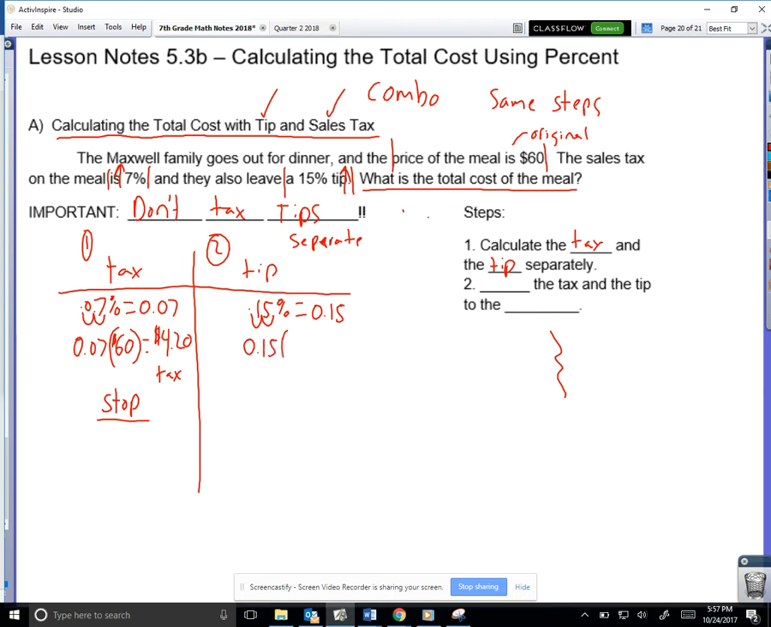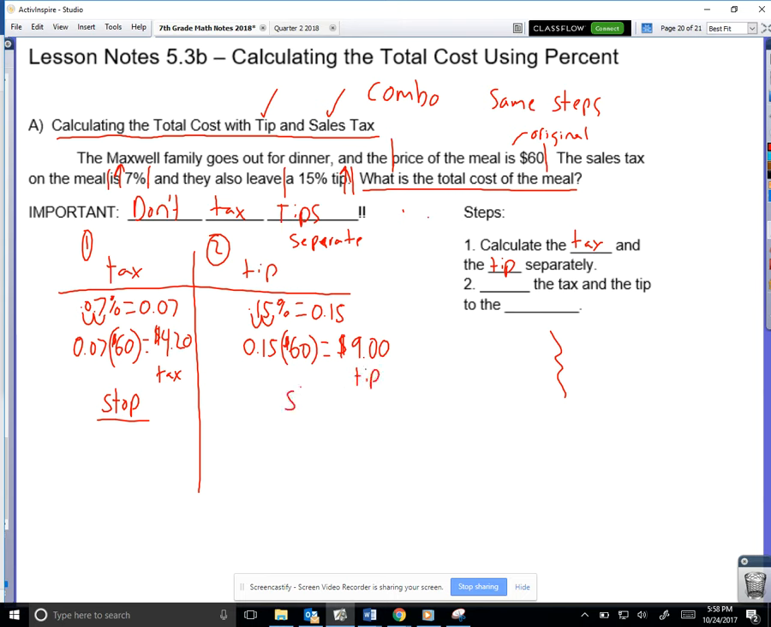All right. Take 0.15. I'm just doing the same steps that we've done before in other lessons. I'm going to multiply that by my original amount, $60. And that's going to give me 9. It comes out to an even 9. I'm going to make it 9.00 because we're talking money here, so it looks more like $9.